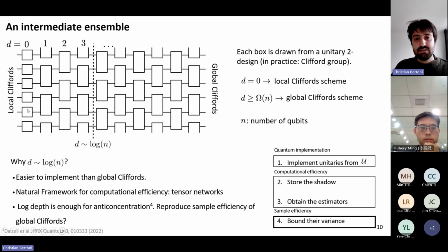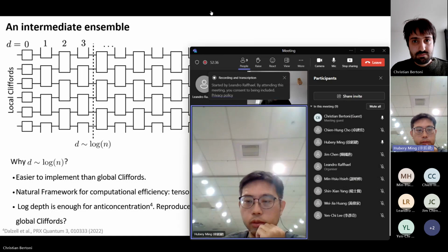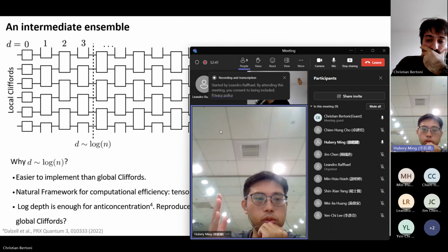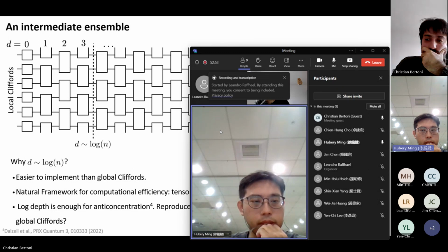So these circuits at depth 0 are local. At very long depths, they are global, and somewhere in the middle is the regime that we pick. Yeah, so maybe my question is how do you apply this random gate or random circuit? How do you design this random circuit? Do you do the measurement and then apply them later, or how do you design it from the beginning?